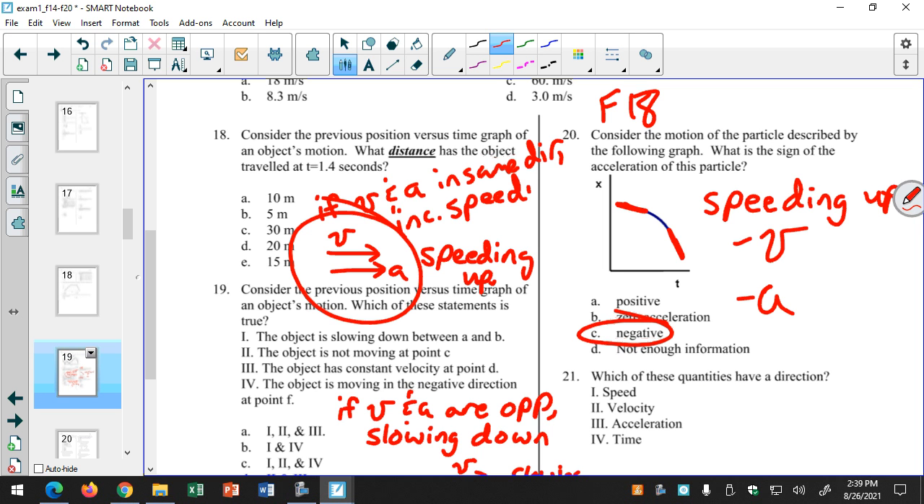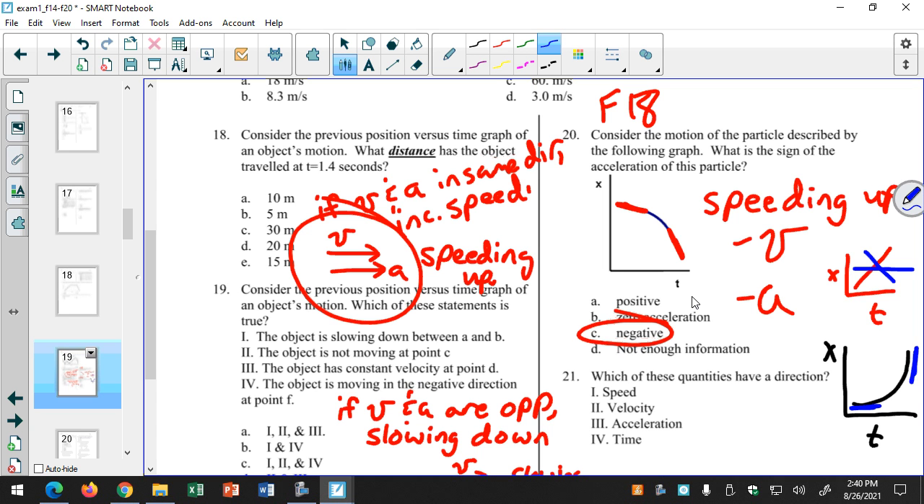If it were to have zero acceleration, x versus t could look a number of ways. It could look like this. It could look like this. It could look like this. It just has to be a straight line. Those objects are not changing speed, so they have zero acceleration. An object with positive acceleration, let's see, yeah, this would be an example. This is an example of an x versus t graph of an object with positive acceleration, because it's speeding up and the velocity is positive.